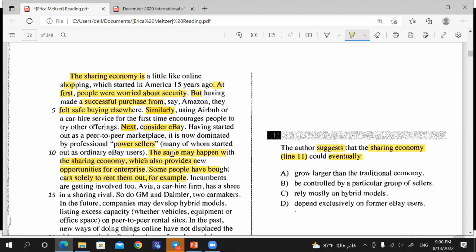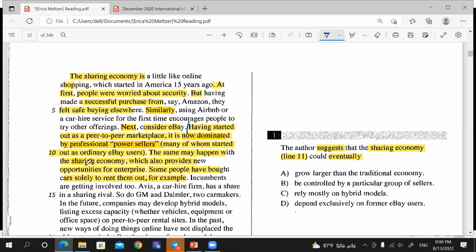The same may happen. The same of what? What is the thing that may happen with the sharing economy? Like here, started out as a peer-to-peer market, it is now dominated by professional power sellers. Okay. The same may happen with the sharing economy. So I have to focus on this part because the same is referring back to this part. Okay, guys, to this part.